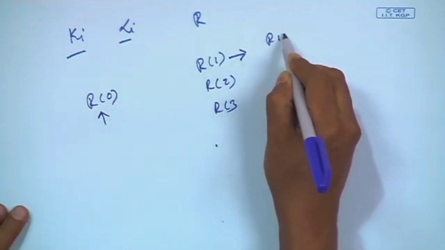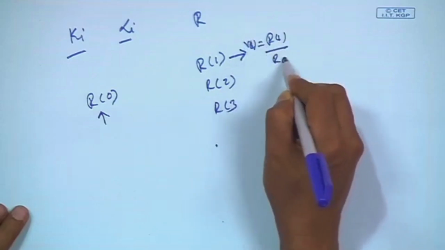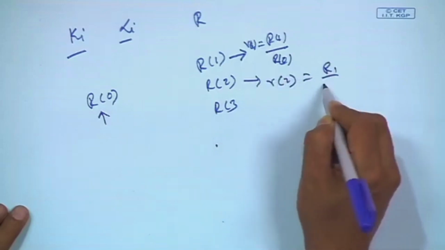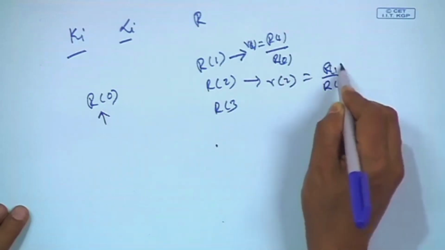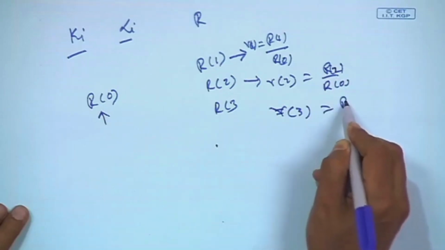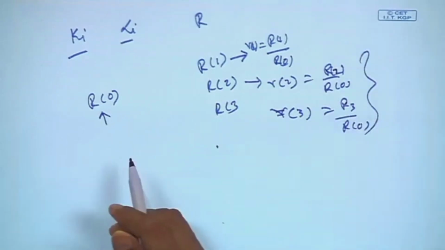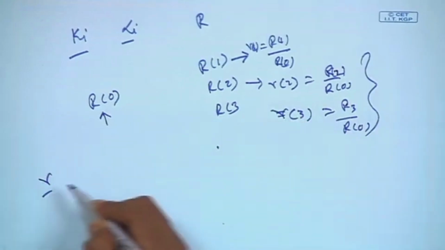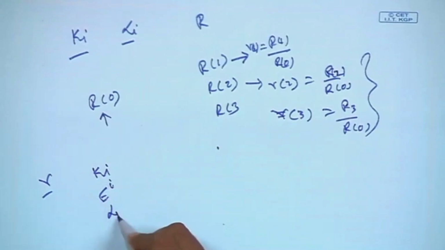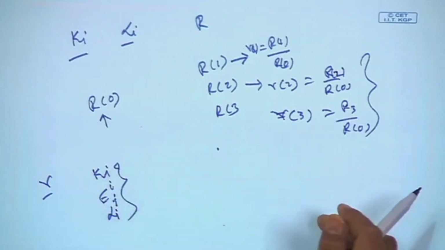So, instead of R 1, I can use small r 1, which is nothing but R 1 by R 0. Small r 2 is R 2 by R 0. Similarly, small r 3 is R 3 by R 0. Those are called normalized. Then if I use this small r to extract the values of k_i, E_i and alpha_ij, I can say this is normalized autocorrelation.